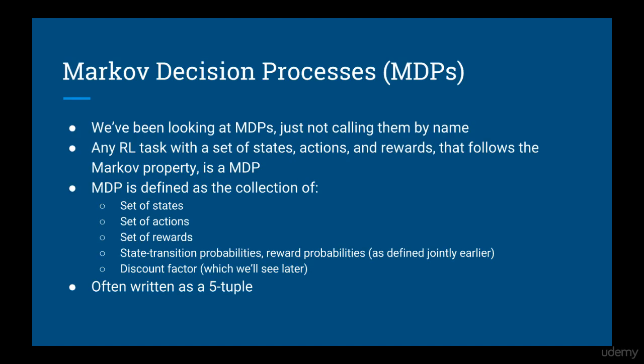In this lecture, we are going to look at the Markov decision process more formally. We've essentially been looking at Markov decision processes this whole time, just never calling it by name. Any reinforcement learning task with a set of states, actions, and rewards that follows the Markov property is a Markov decision process. Formally speaking, a Markov decision process is a 5-tuple made up of the set of states, set of rewards, set of actions, the state transition probabilities, and the reward probabilities, which we previously discussed as a joint distribution, and the discount factor, which we'll define in a later lecture.